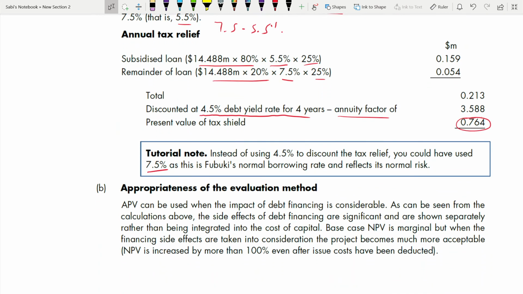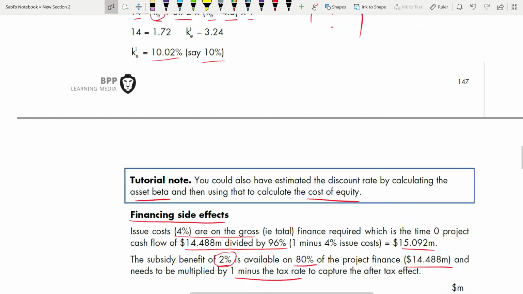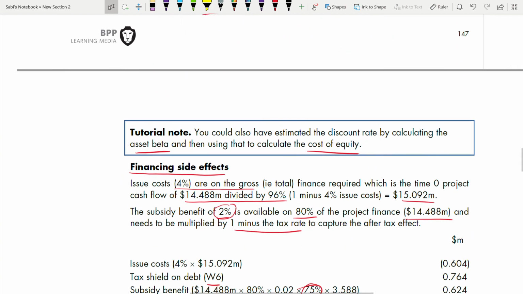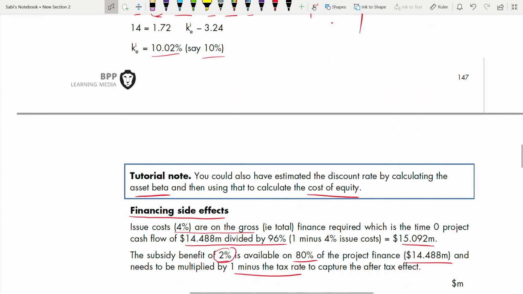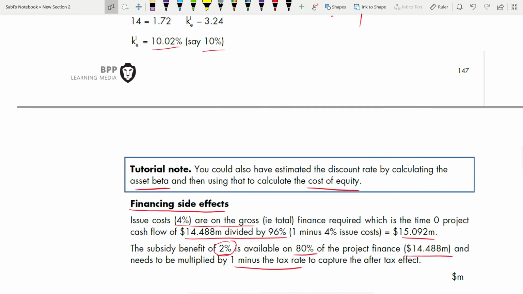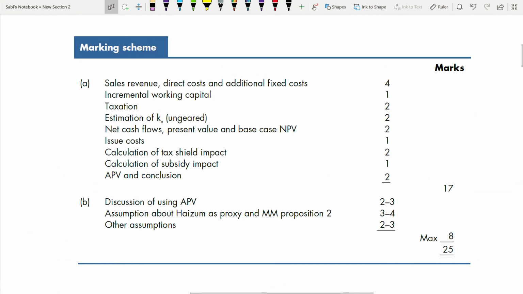Now coming to part B. Okay, before going to part B, I want to take you through the marking scheme for part A. Okay. So just go through part A only. Sales revenue, direct cost, additional fixed cost is 4 marks. Okay, incremental working capital 1 mark. Taxation 2 marks. Estimation of ungeared 2 marks.